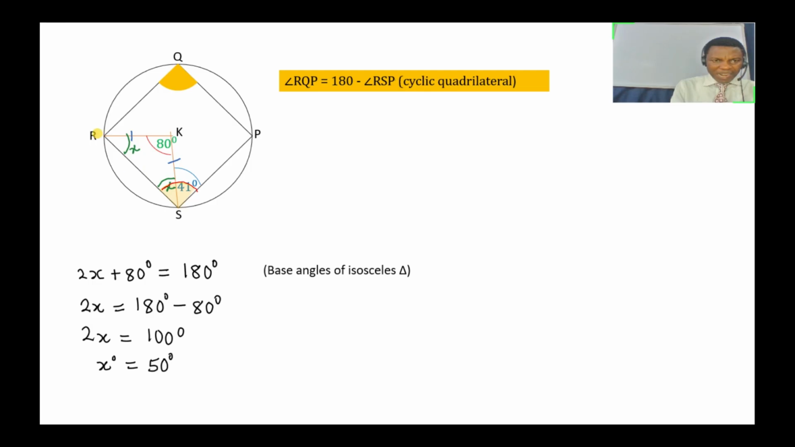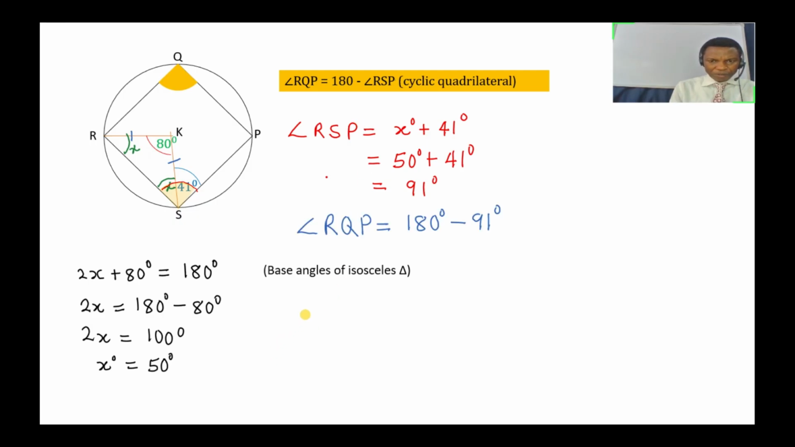With that, if X is 50 degrees, what is angle RSP? Angle RSP is equal to X plus 41 degrees, which is equal to 91 degrees, because X is 50 degrees. Having known that, we can now use cyclic quadrilateral. Angle RQP plus RSP equals 180 degrees. So let's use that information.